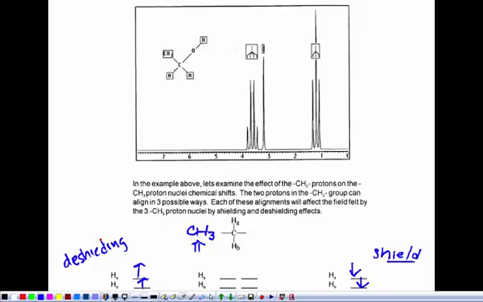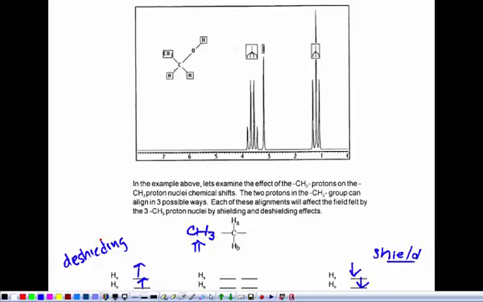Did you guys get this last week? That's the one from last week. Okay. So we've got shielding and deshielding.